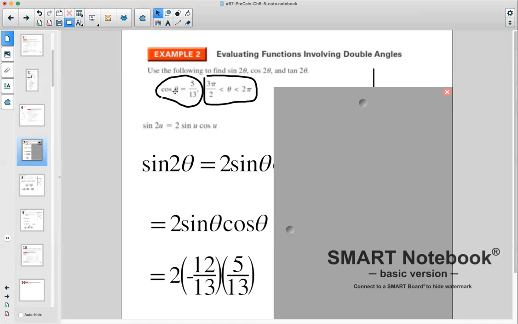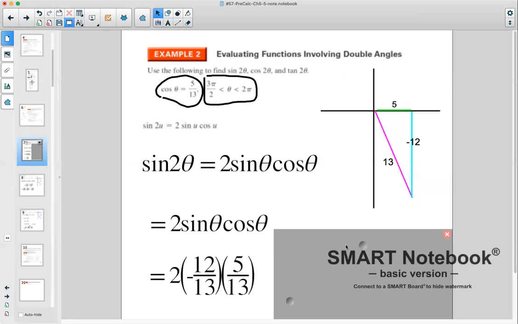And what's the condition? Cosine theta equals 5 over 13. So we create this triangle: 5 is adjacent, hypotenuse 13. Now, we did the Pythagorean triplets, and 12 is the integer for the opposite.